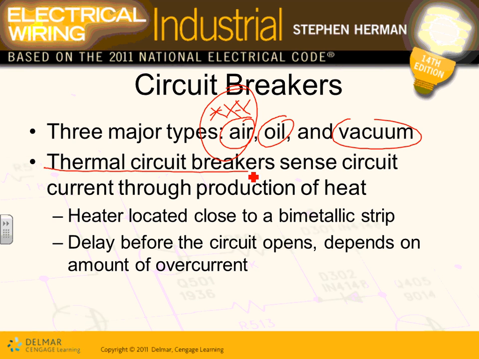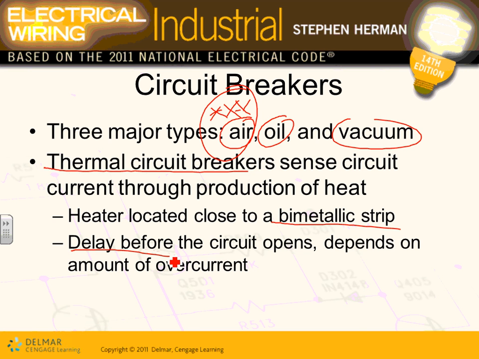There's a heater and a bimetallic strip close to it. It heats them and it will trip the mechanism. They expand at a different rate and it will trip. And you can initiate a delay, of course, on these circuit breakers. So the major types of circuit breakers, Karen, are air, oil, or vacuum.